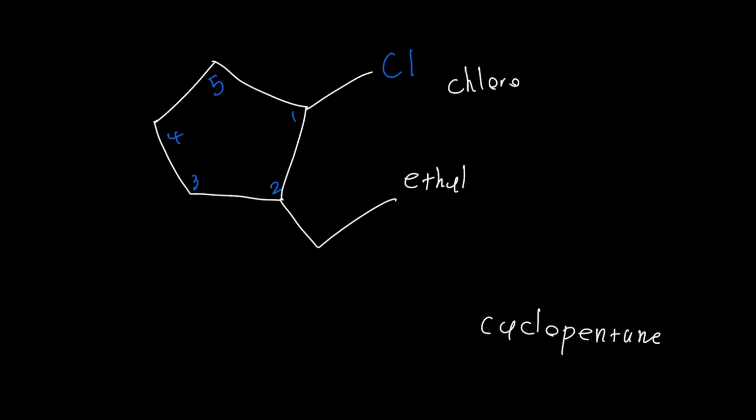The chloro is on carbon 1, the ethyl is on carbon 2. We're going to write the chloro first because C comes before E in the alphabet. So we're going to go 1-chloro-2-ethylcyclopentane.